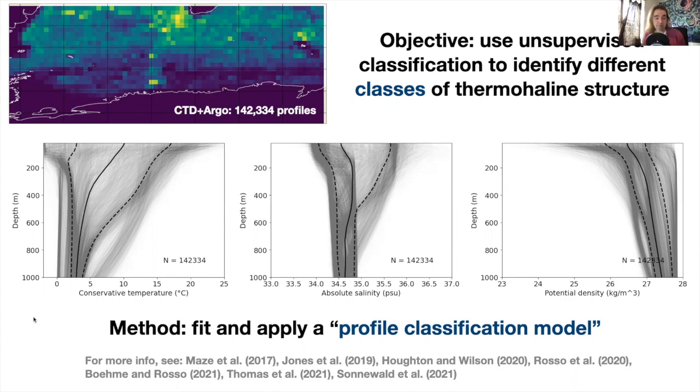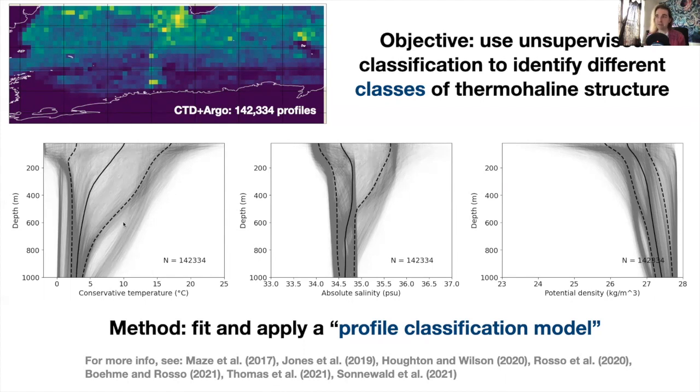Here, we are using a combination of Argo float and ship-based CTD profiles. On the top left is a histogram of these profile locations in a grid for all of those profiles with data covering the top 1,000 meters of the ocean. You don't see anything really on the shelf here because of that depth range restriction.